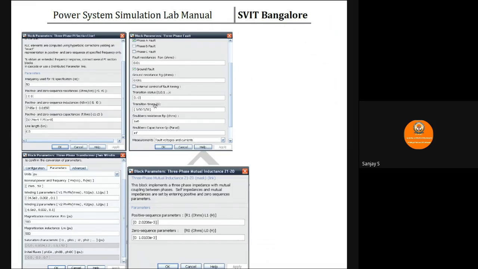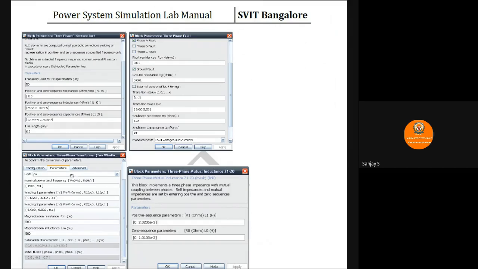Then here it says transition time 3 by 50, 5 by 50. This means the fault is set to occur between the third and fifth cycle of the input. That is, we are manually creating the fault. So we have the choice of creating the fault at a particular location in the waveform. So we are creating the fault between the third and fifth cycle. Likewise, it can be changed. Then snubber resistance and snubber capacitance, we will leave the default values.